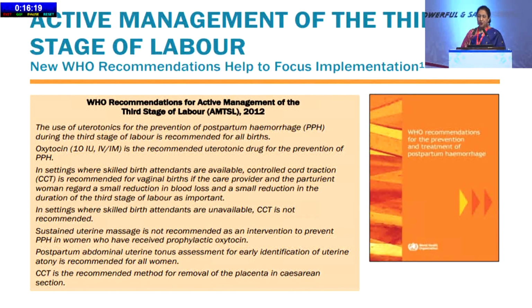Now, the use of uterotonics for the prevention of PPH during the 3rd stage of labor is recommended by WHO for all births, and oxytocin is recommended as the uterotonic drug for preventing it. You do a controlled cord traction where you have a trained birth attendant, but yes, in the cesarean, you could do a controlled cord traction. Sustained uterine massage is not recommended as an intervention to prevent PPH in those who have received prophylactic oxytocin.